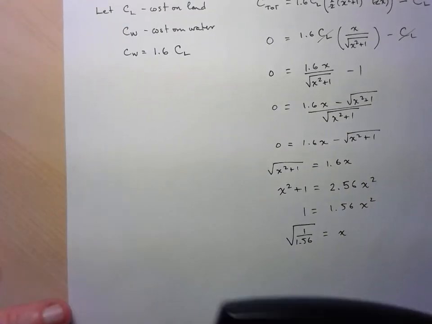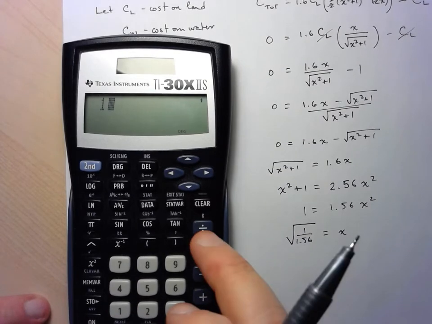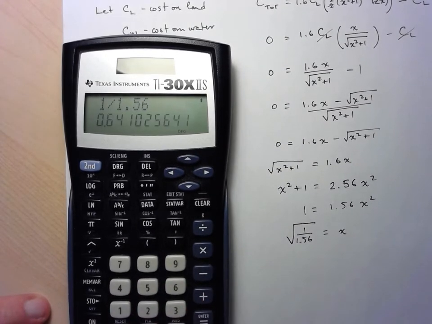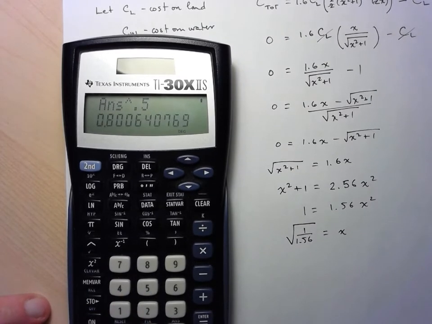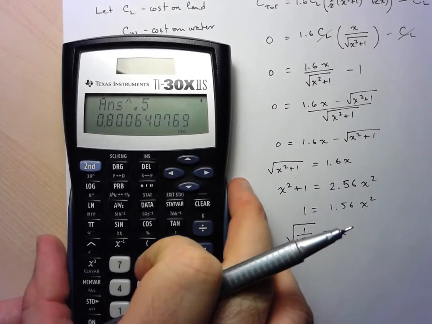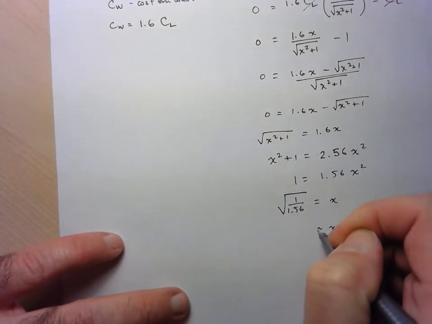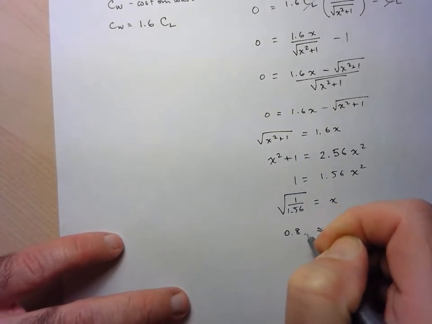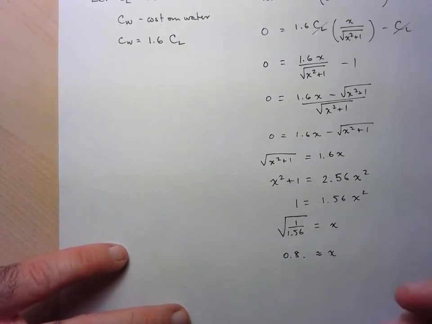So let's calculate that here. We've got 1 divided by 1.56, and let's take the square root of that. And looks like, oh, it's a pretty nice number, so we'll just take 0.8. So x is equal to approximately 0.8 kilometers. Now, of course, what we have to do is show that this indeed gives a minimum cost.